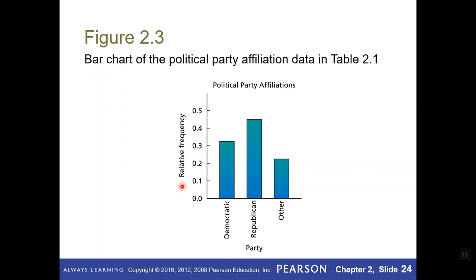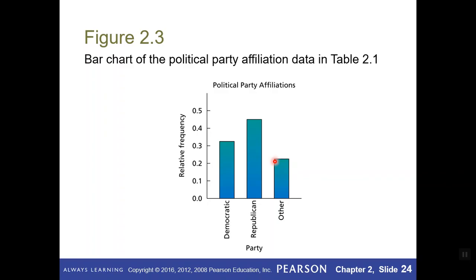See, Democratic has 0.35, something like that, height, which means Democratic has 0.35 relative frequency. Republican has roughly 0.45 relative frequency. When you multiply these values by 100, you can get the percentage. Okay.